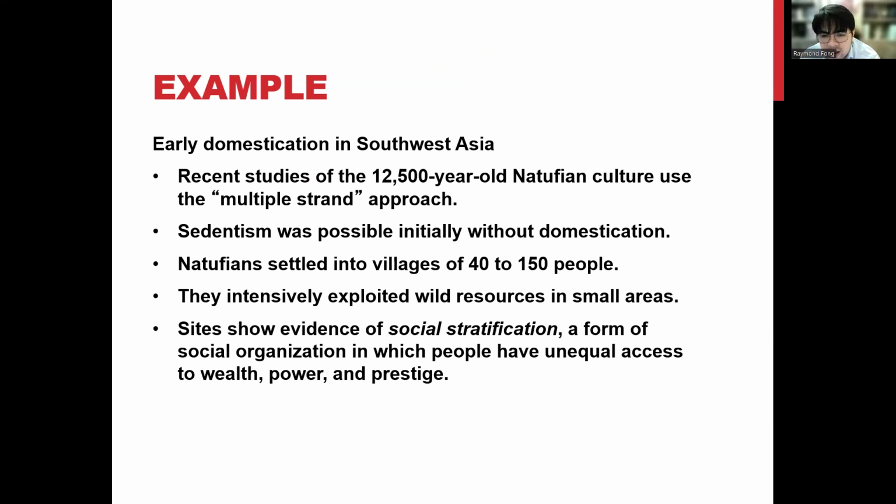So basically what this is saying is that the Natufian people settled into villages of 40 to 150 people. They were a complex society. They had social stratification. For those of you that don't know, it's basically a hierarchy. Like there's classes, like king, knight, merchant, peasant, whatever, right? So they had all that, but guess what? They didn't domesticate. Okay. So basically, what this is saying is that this did not follow the roadmap that we just laid out. Okay. Another example.